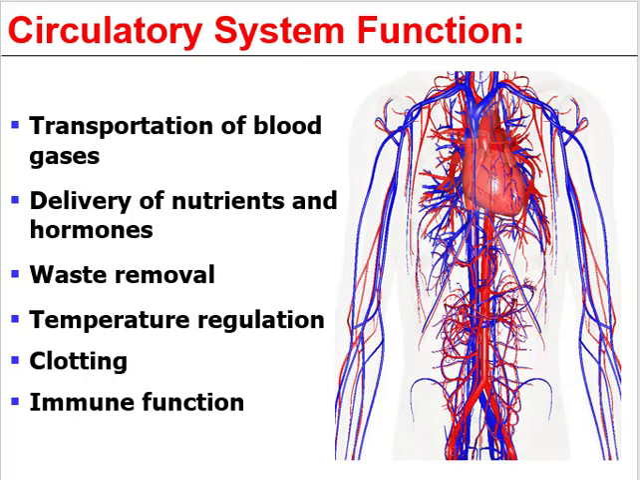So the circulatory system has multiple functions, and they're listed for you here. Obviously, the transport of blood gases, so CO2 and oxygen from point A to point B, delivering oxygen to tissues, and of course, getting the CO2 away from them because that would be toxic. And then delivery of nutrients as well as hormones that'll be dissolved in the fluid portion of the blood. Removal of waste, those will be delivered to the kidneys.